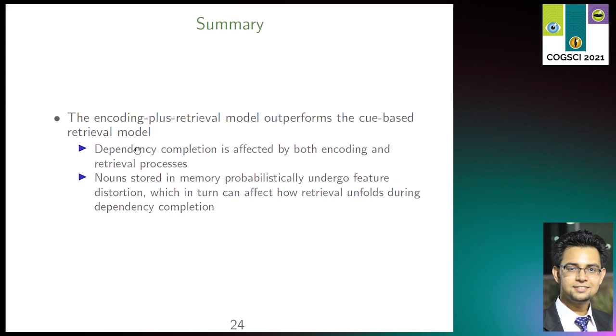And this suggests that the dependency completion process in subject-verb agreement dependencies is affected by both encoding and retrieval processes. And to be more specific, the nouns stored in memory probabilistically undergo feature distortion, which in turn can affect how retrieval unfolds during dependency completion, right? So in sum, our work shows that similarity-based interference cannot be explained by either cue-based retrieval or an encoding-based model alone, but a hybrid model combining both these mechanisms is able to capture the observed effects in both grammatical and ungrammatical conditions.